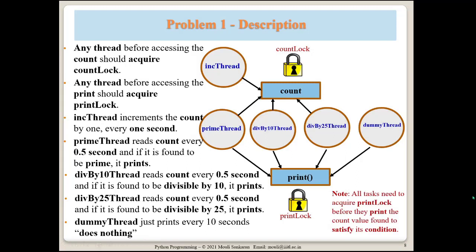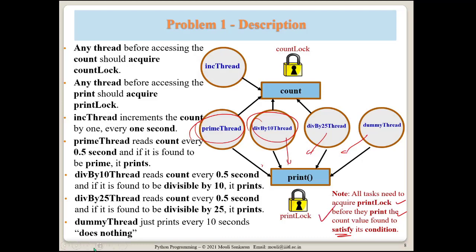Okay, now let me tell you some more intricate things. All tasks need to acquire the print lock before they print the count value which is found to be satisfying the condition. Do not print everything out, otherwise there will be a clutter of messages. Only when you find a prime number, you print it. Only when you find a number divisible by 10, you print it. So that is one thing.